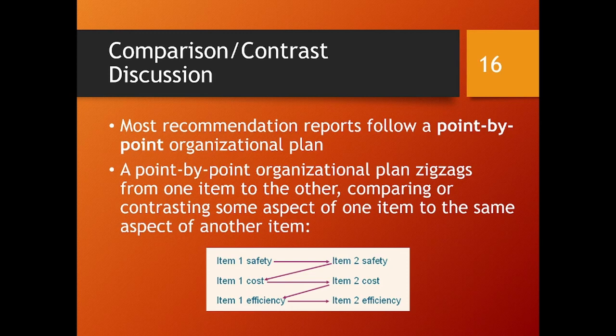So say we have item 1, safety, that is going to lead us into item 2, safety. That's going to take us down to item 1, cost, item 2, cost, item 1, efficiency, and then item 2, efficiency. And you can see how it does a point by point, and it makes a zigzag between all of those items.